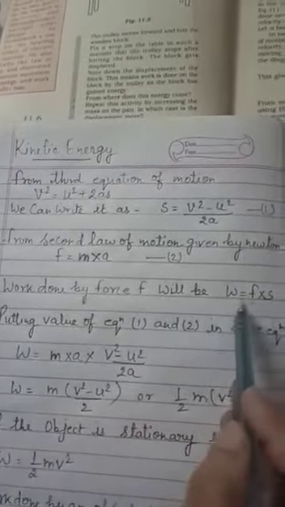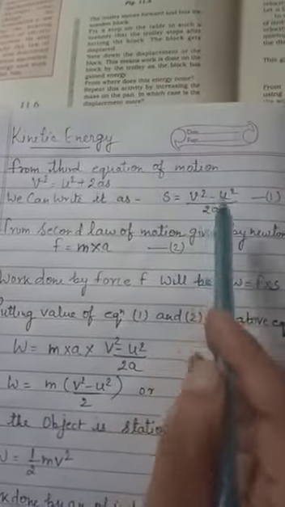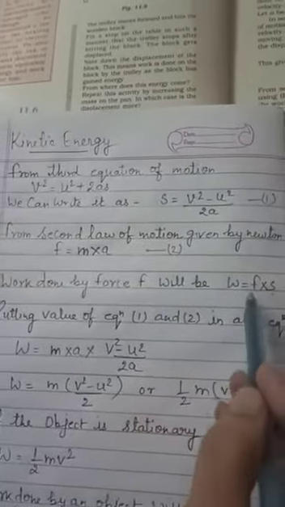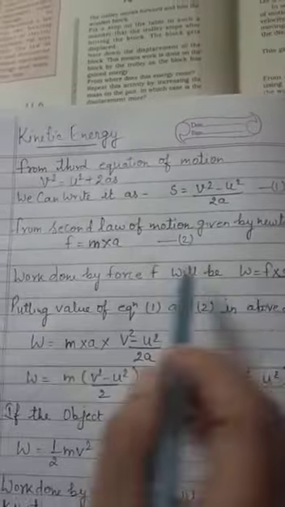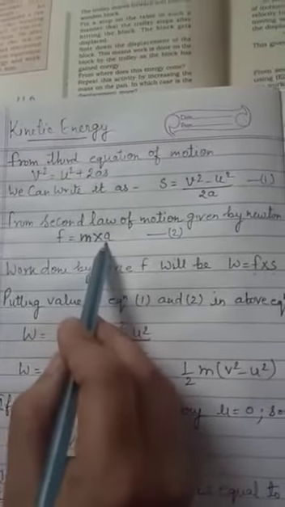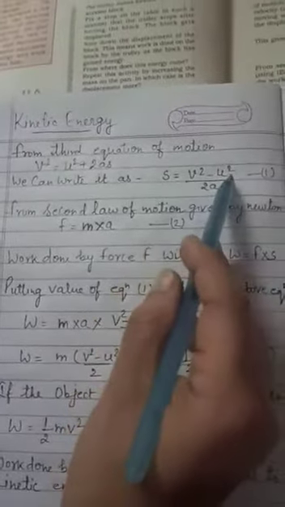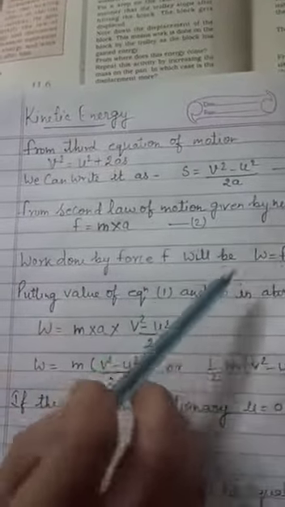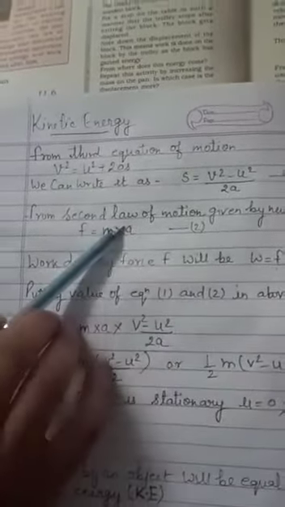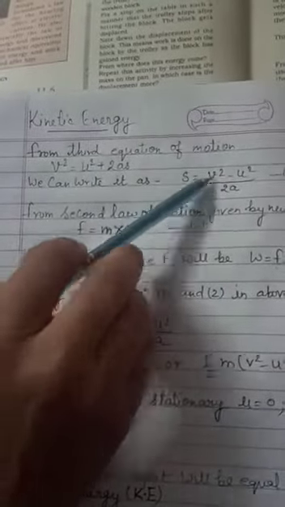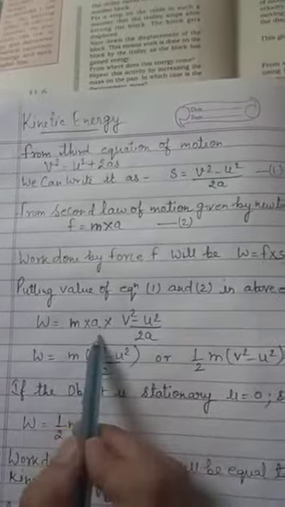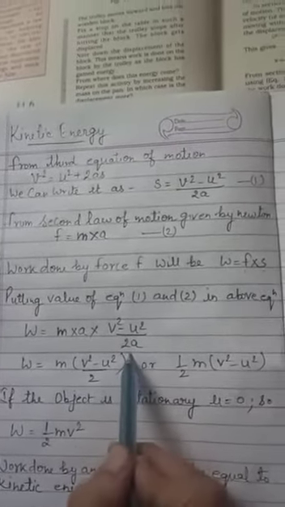So in this equation we are going to put the value of equation 1 and equation 2. See, in place of F we are going to write m into a, and in place of s we are going to write v square minus u square upon 2a. So we have written the values: W is equal to m into a into, in place of s, v square minus u square upon 2a.